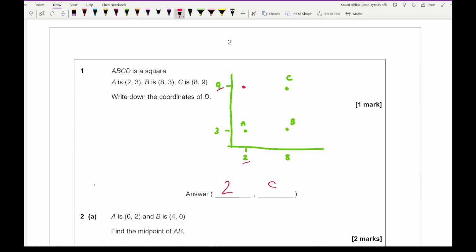Another way of doing that without having to draw a diagram is to recognize that if it is a square, then 2 coordinates should have the same x ordinates and 2 coordinates should have the same y ordinates. So here we've got our 2 y ordinates, and then it's just a case of seeing which one is the odd one out. I've got 2 x ordinates, so the other coordinate D must have an x ordinate of 2, and I'm missing that 9, so it must be a 9 there.